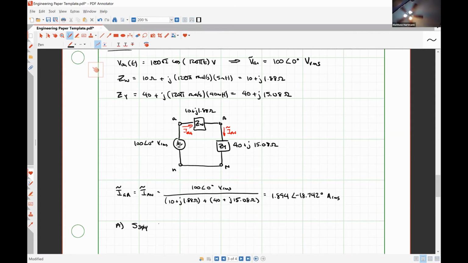So we know that S three-phase, and I'm going to put a Y here because we're looking at the Y load, by definition would be 3 times the voltage V_AN that we don't know, multiplied by the complex conjugate of the current I_AN, which we do know. But V_AN could be written as I_AN times Z_Y.